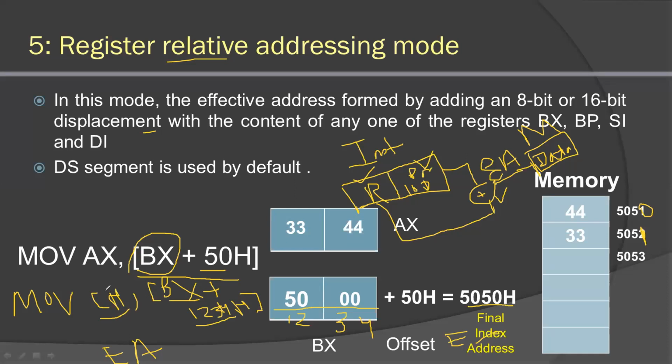Now it is clear. If it will be mentioned as CX, the value of 6234 will be transferred to CL, and 6235 will be transferred to CH. Clear? Yes, ma'am.